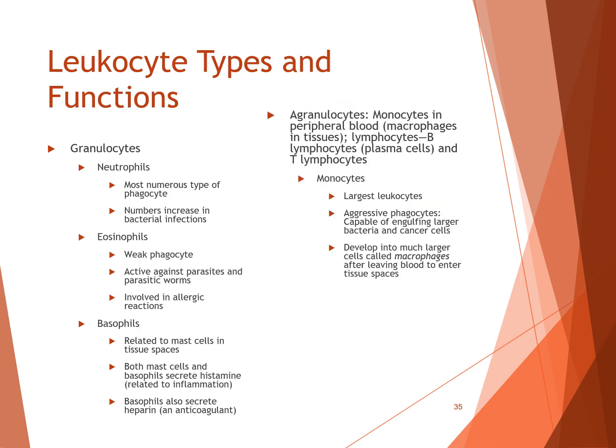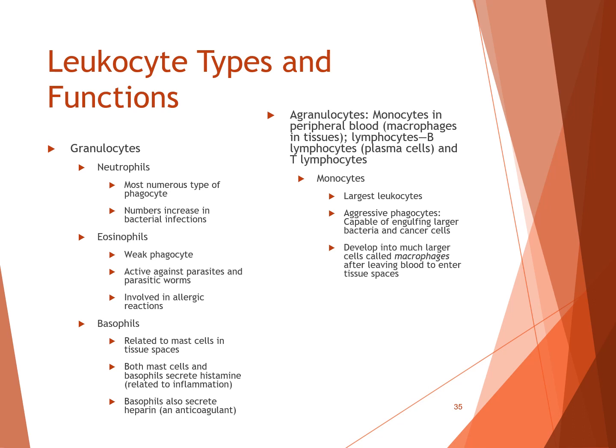Now let's talk about the different functions of each leukocyte. So first we'll talk about the granulocytes, and then we'll move on to the agranulocytes. Neutrophils is first on our list, and they're the most numerous type of active white blood cell, and they perform something called phagocytosis.